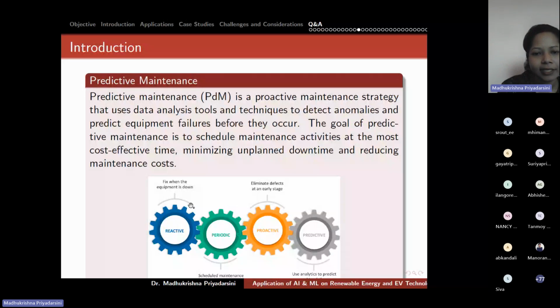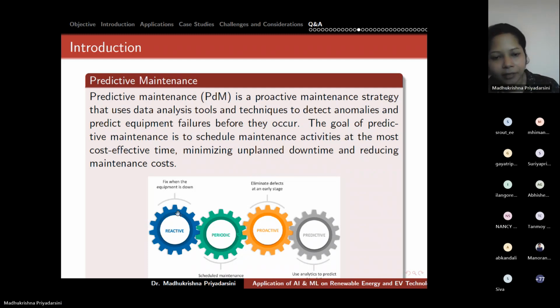strategies. You can see this diagram. We have four stages when you go for any kind of maintenance. First one is reactive maintenance. Something is broken, and you are going to fix that. That is reactive: after the problem happens, we are going to fix it. Then periodic is the scheduled maintenance, and proactive is going to eliminate the problems at the early stage. And the final stage, predictive: before the event happens, we are going to predict it.